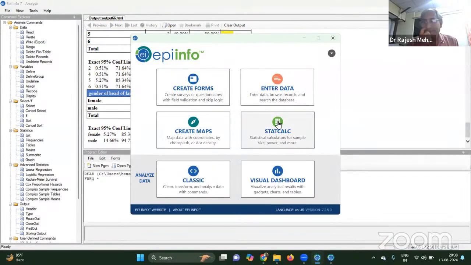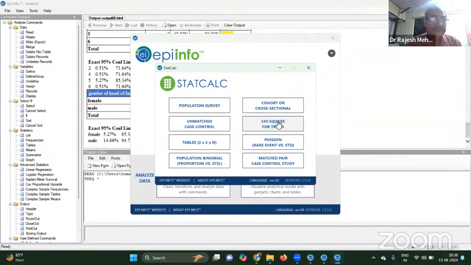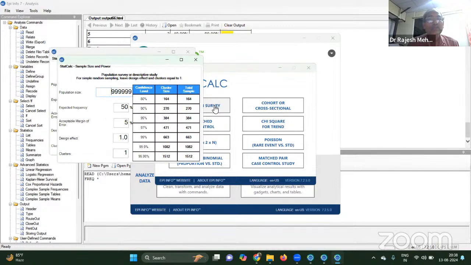And StatCalc, you should be using it routinely, particularly for the sample size calculation, or if you want to do a meta-analysis, etc. For that purpose, you should be using it. And that day, we saw that if you want to find out the sample size for a survey, what should the sample size be? For that, you can use it.